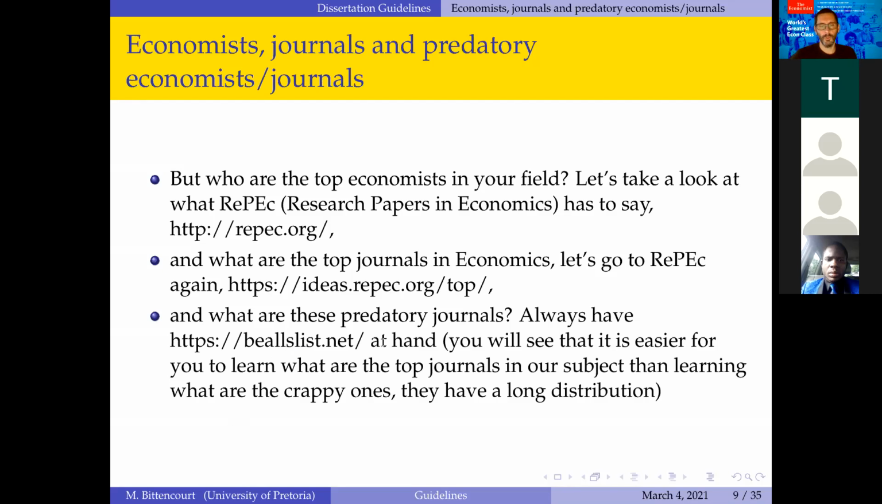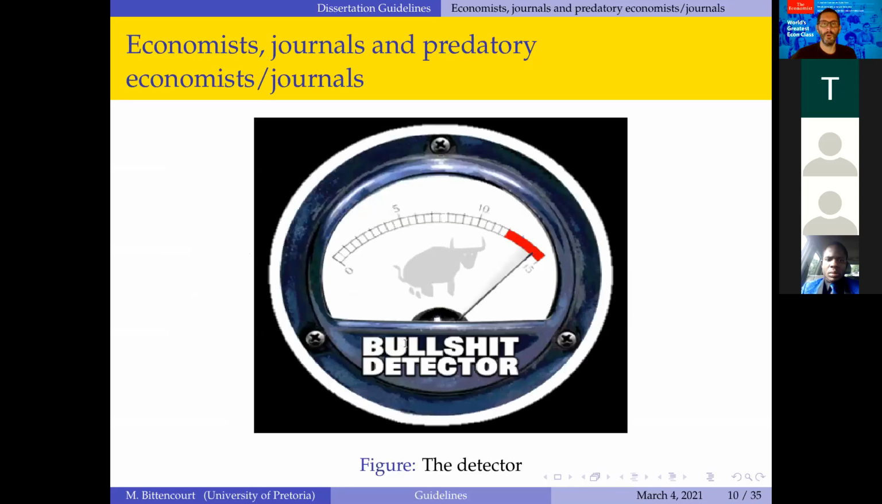You have to avoid those things, the same way that you avoid the four horsemen. And that is the bullshit detector. The predatory journals are essentially bullshit, and they deserve the detector. Okay.